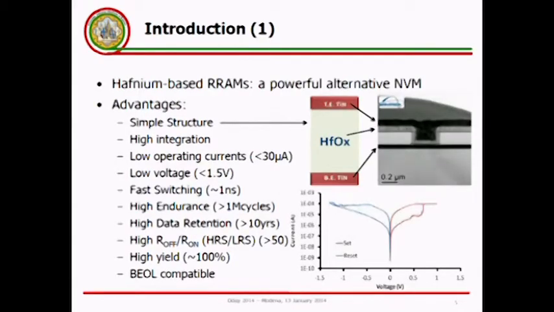So here is the reason why we are focusing our activity on these devices: they are really powerful alternative non-volatile memories. They have a very simple structure, basically an oxide layer sandwiched in between two metal electrodes, so high integration possibilities. They allow very fast switching, even below 1 nanosecond, and they allow low power operation, excellent memory characteristics, high endurance, high data retention, high memory window. Moreover, they are fully compatible with the actual back end of line of the CMOS process, so they are ready to be easily fabricated.